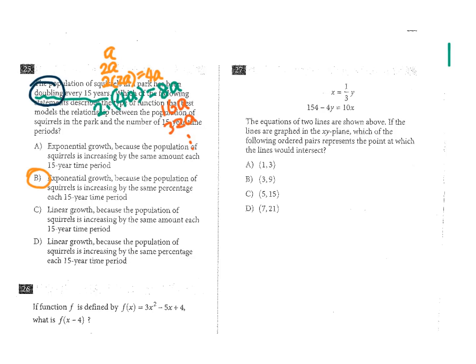It increases by the same percentage each 15-year time period. That's 100%. It's not the same amount. The same amount would be a constant rate, which means a linear function.